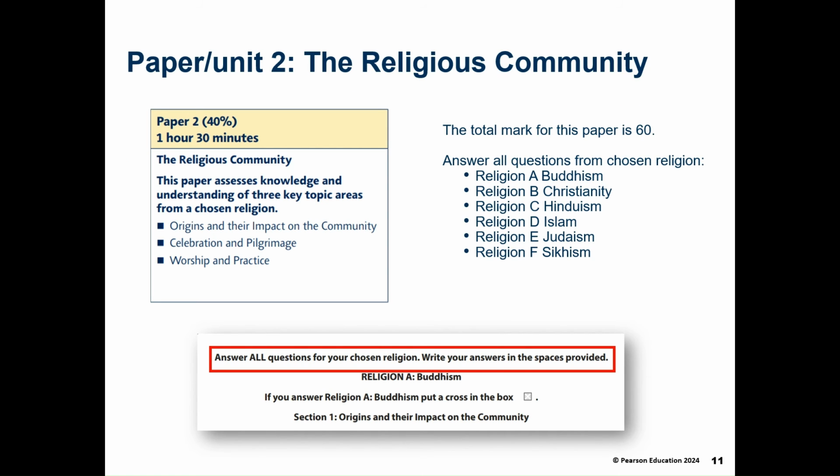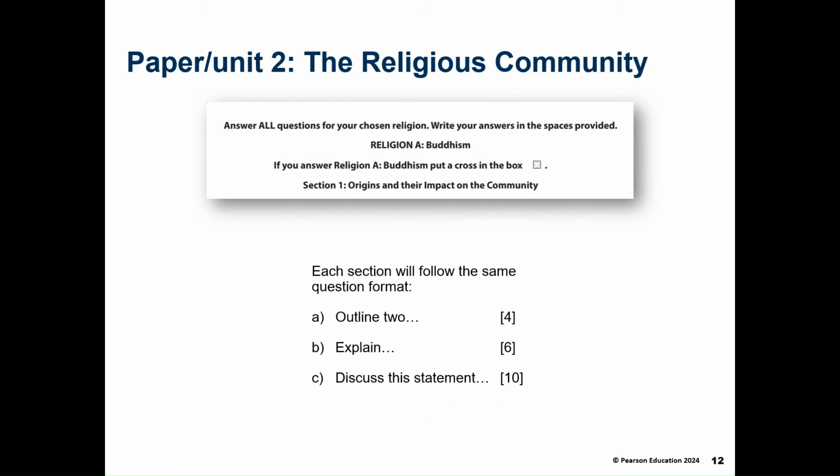The total mark for paper or Unit 2 is 60, and there is 1 hour 30 minutes given to complete this. In Paper 2, candidates have the choice of religion to study. Candidates will be entered for the religion they have chosen to study, and candidates should therefore answer all questions for that faith within their exam paper. There will be 3 sections to complete, each with 3 parts. So in total, candidates therefore respond to 3 lots of 3 questions.